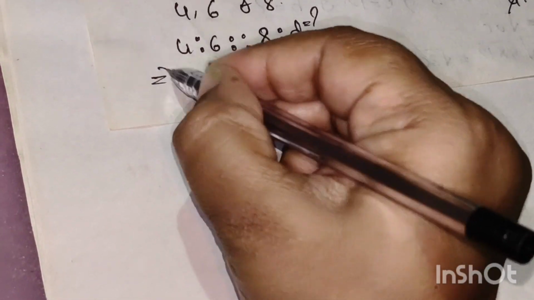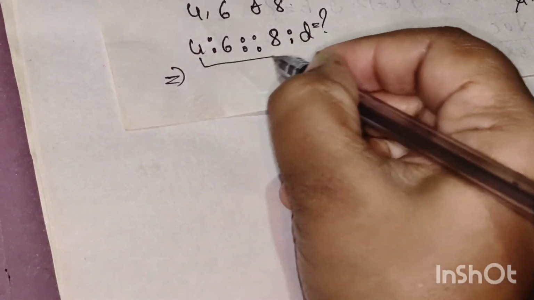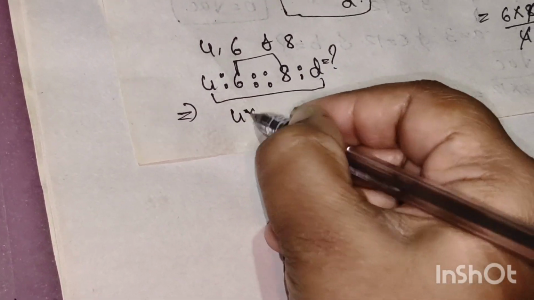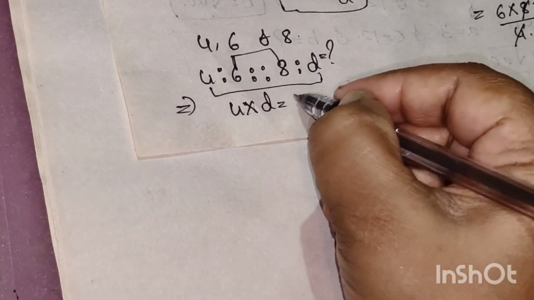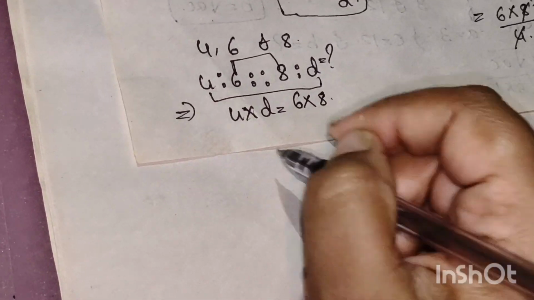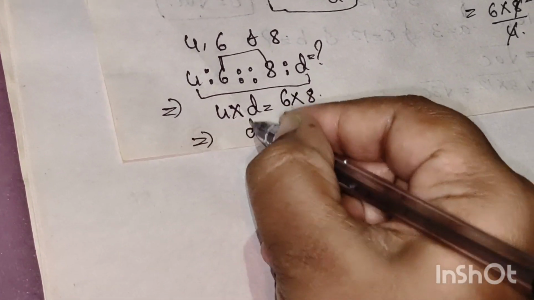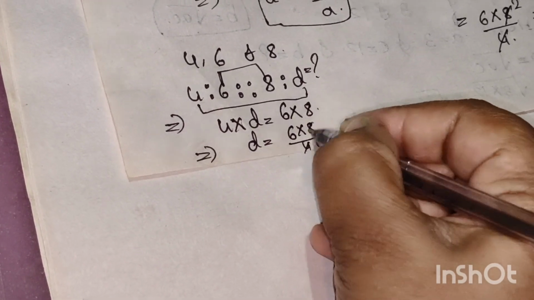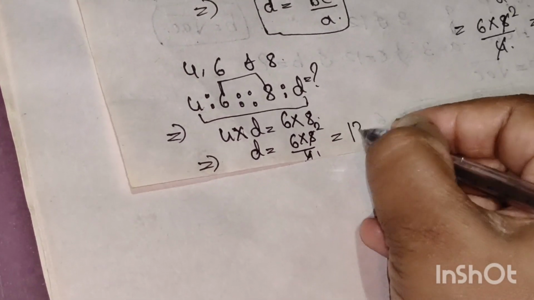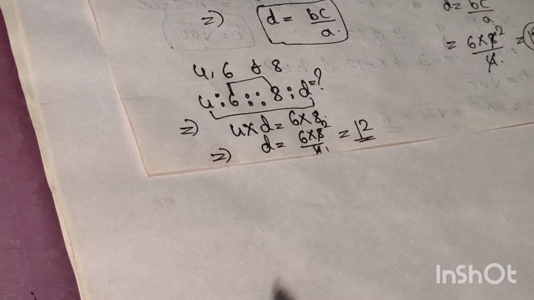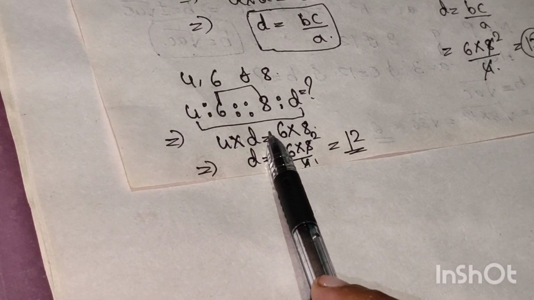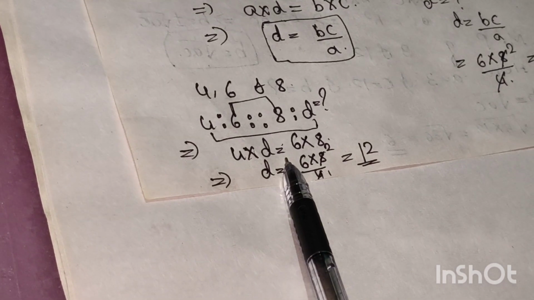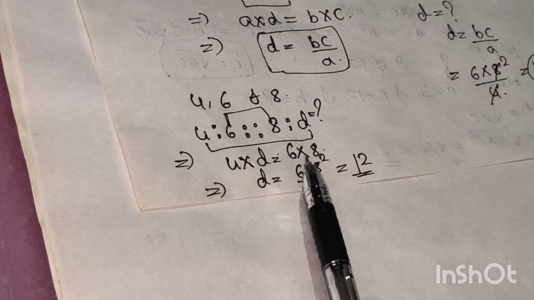So which implies in this proportion product of extremes is equal to product of means. 4 into D is equal to 6 into 8. So D is equal to 6 into 8 by 4. 4 ones are 4, 4 twos are 8, so 12. So in this way is also a way to find the fourth proportion. Got it?